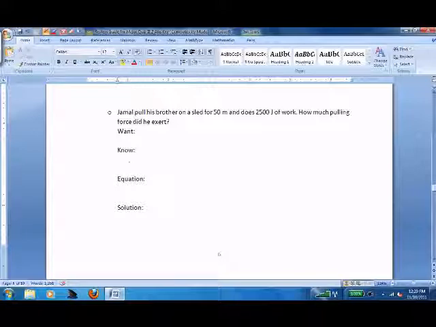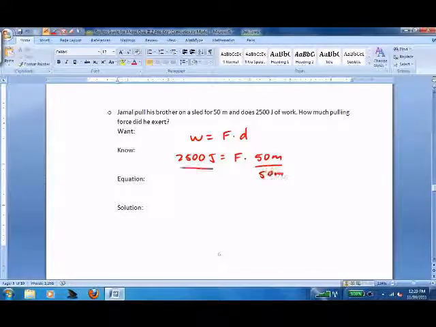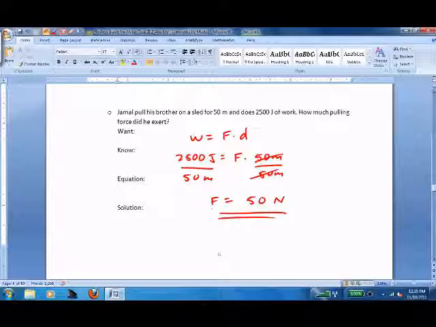One more. Jamal pulls his brother on a sled for 50 meters and does 2,500 joules of work. How much force? Well, work is force times distance. He did 2,500 joules worth. I don't know how hard he was pushing. He did it over 50 meters. So we want to get F alone. We divide by what's next to the F. You get force is equal to 50 newtons. How do I know joules over meters is newtons? Because it's force. Force is always newtons.